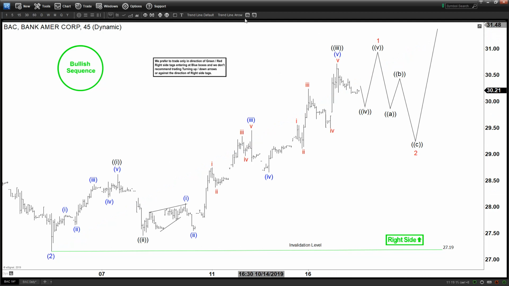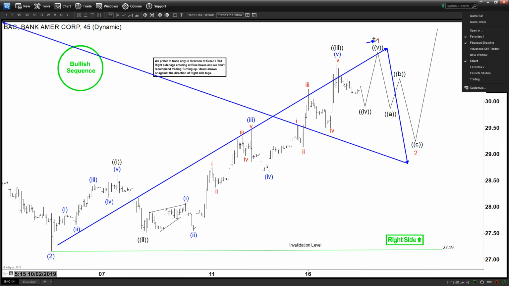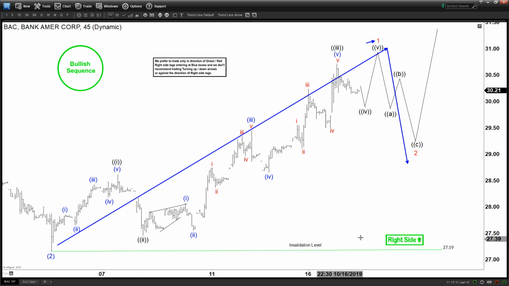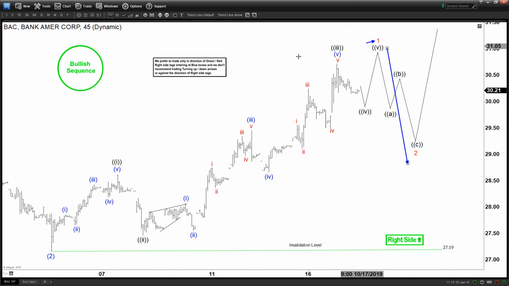And you can see we are in a 5 ways up, 1 2 3 4 5, which will end with 1 of 3, with 2 of 3, and then with 3 of 3. So we got a bullish sequence stem here. Right side is a green stem, which means we do not like selling, because the right side is higher, right? You can see right here we prefer to trade only in the direction of the green or red right side tags. This is the green right side tag going up, so we prefer to trade in the direction of that tag at the blue box.